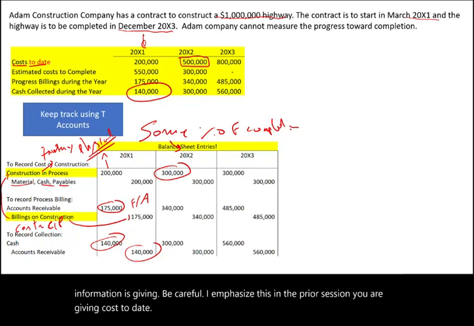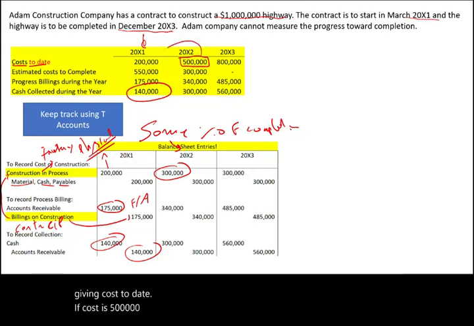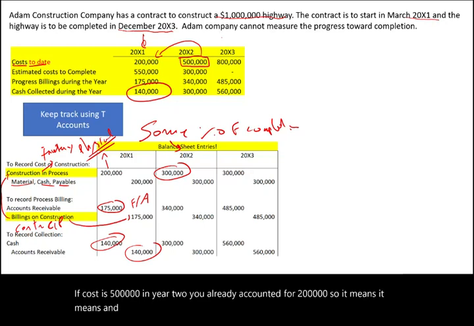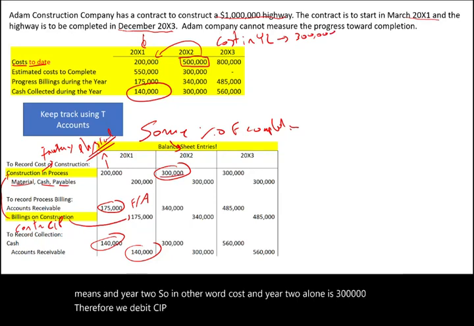If cost to date is 500,000 in year two, you already accounted for 200,000. So it means in year two, in other words, cost in year two alone is 300,000. Therefore, we debit CIP 300,000, credit material, cash, payable, whatever we spent, 300,000.